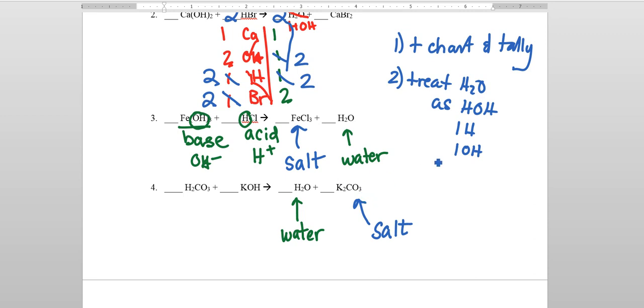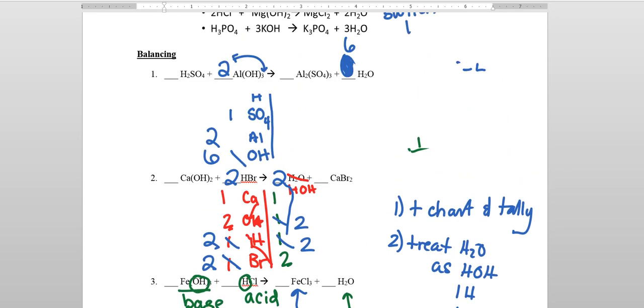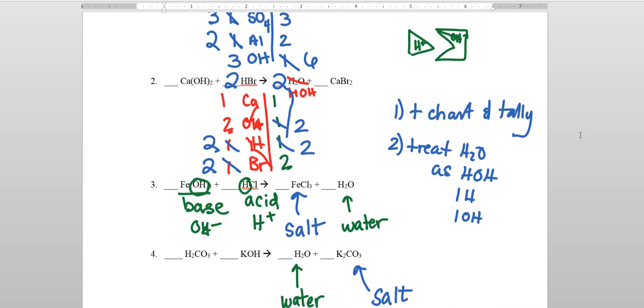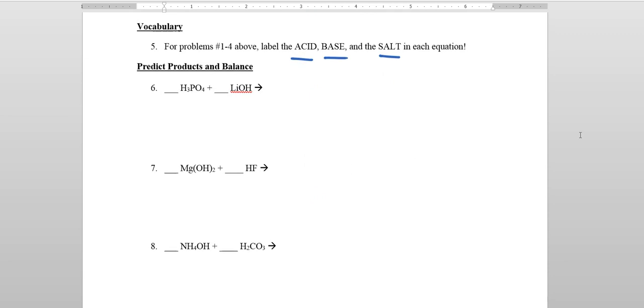Okay, so that's a little bit of vocabulary. Remember, we can scroll back up here to this definition to look at what it means to be a salt in water. All right, so now let's scroll down to the next type of question. This one, you're going to have to predict the products first and then balance. So when we're predicting the products, remember, in this type of reaction, these first elements are switching places.